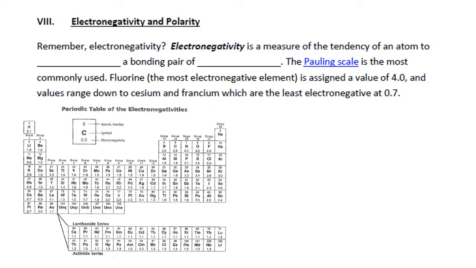Okay, so in our notes we should be at this page. Do we remember electronegativity? It is a measure of the tendency of an atom to attract a bonding pair of electrons. That phrase, bonding pair of electrons, refers to the electrons in a single bond or a double bond or a triple bond. It's not talking about any other electrons.